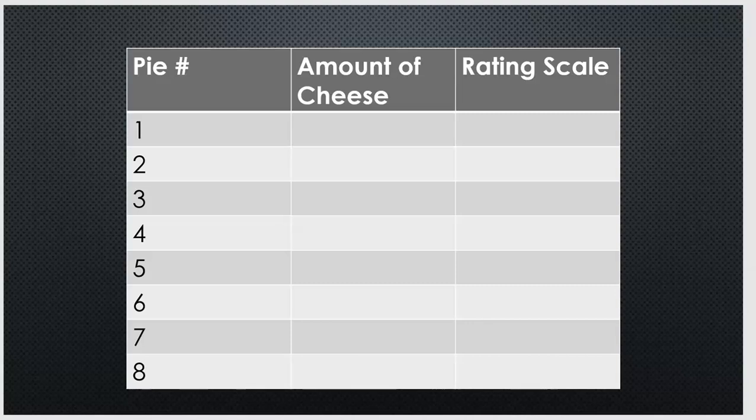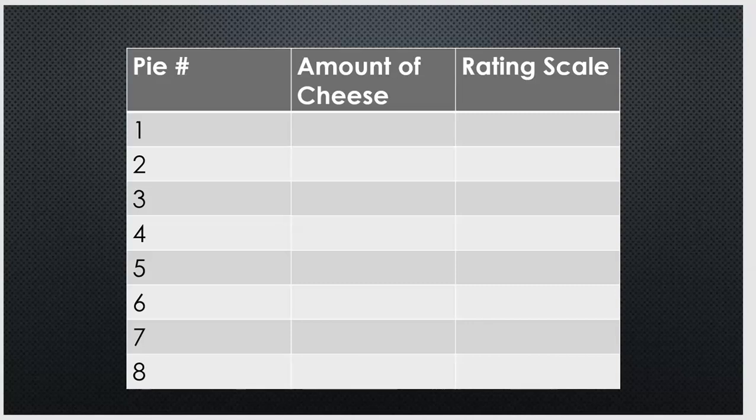And on the first one, we would set up a given amount and we would rate that. Do we think it's good? Do we think it's bad? Maybe on a scale of 1 to 8. Then on the next pizza, we'd put a different amount of cheese and we would rate that. On the third pizza, we'd put a different amount of cheese yet again.